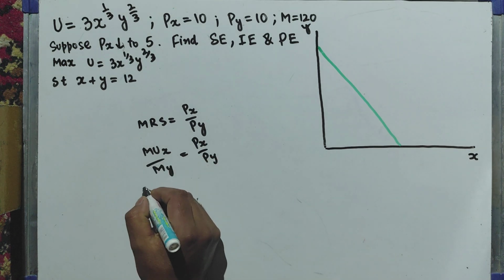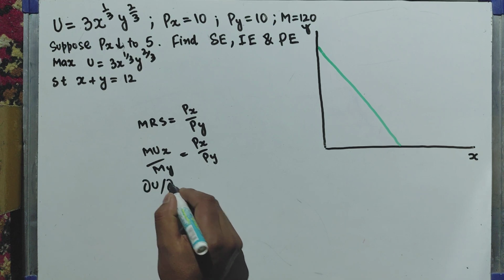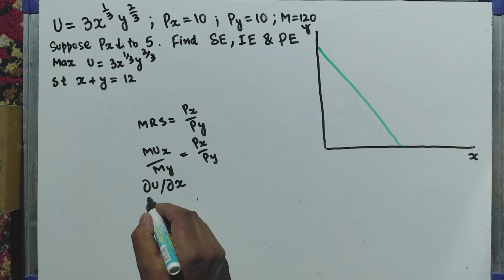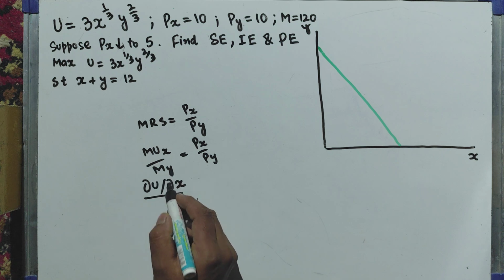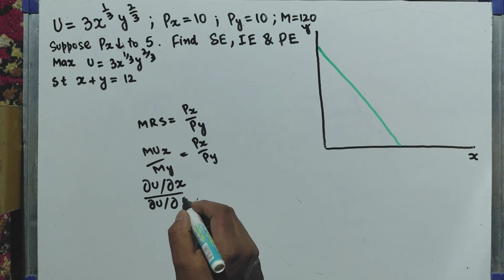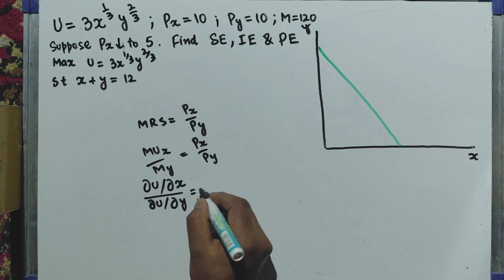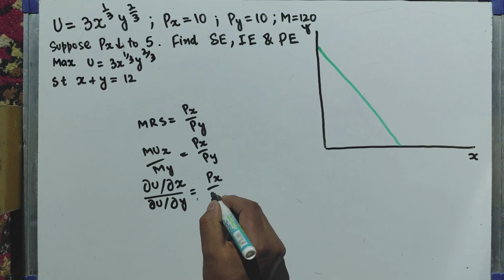MUX, as you know, is simply the change in the utility due to the change in the consumption of good X. Similarly, MUY means the change in the utility due to the change in the consumption of good Y, and this should be equal to price of X upon price of Y.